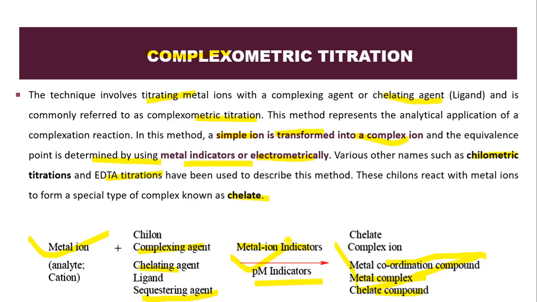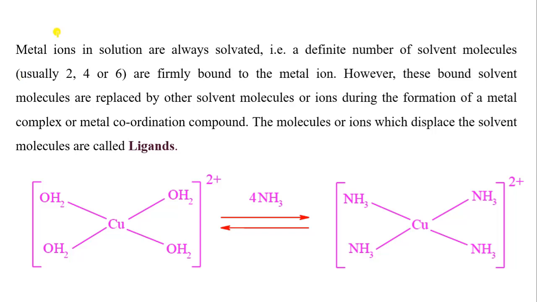What is it actually? Here, the metal ions in a solution are always solvated. For example, a definite number of solvent molecules, usually 2, 4 or 6, are firmly bound to the metal ion. These bound solvent molecules are replaced by other solvent molecules or ions during the formation of a metal complex, or metal coordination complex. The molecules or ions which displace the solvent are known as ligands.